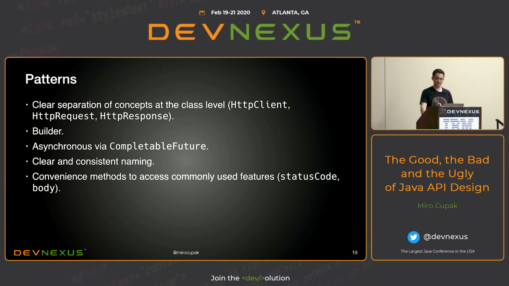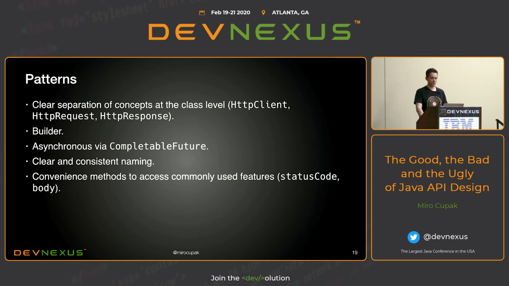As for some patterns that are nice in the new API, note the clear separation of concepts. Separate classes for the client, request and the response, that made the API very pleasant to use. Note the use of the builder pattern all over the place, also very clean. Using completable future to do async, like we said before, that is the correct way to do async in Java nowadays.